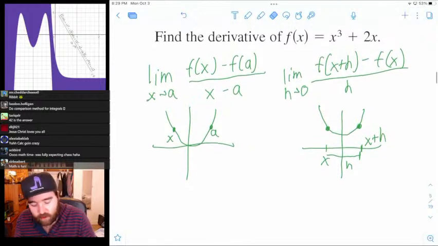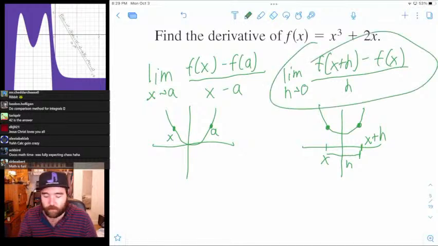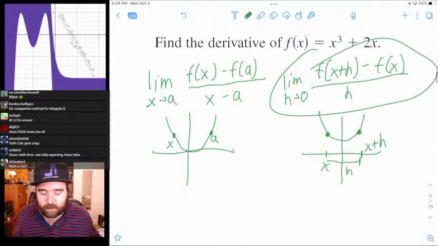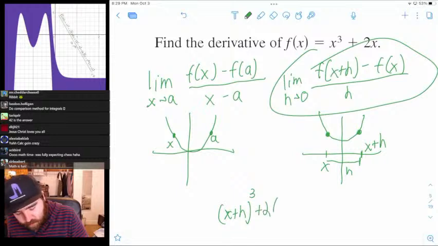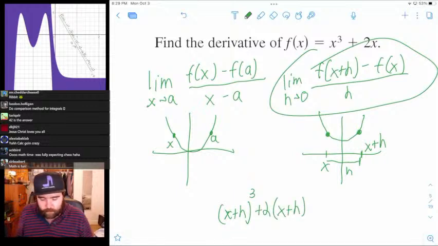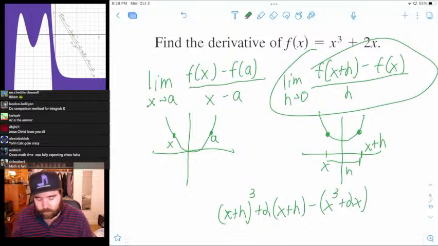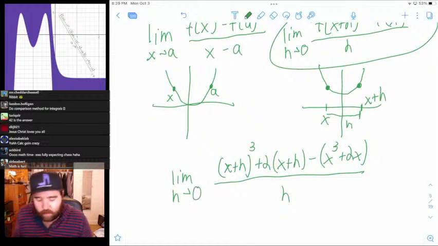Let's just straight up use this as a formula and plug in this equation for it. So f of x plus h. What does that mean? Plug in x plus h for x. So we're going to have x plus h cubed plus 2 times x plus h. And then minus f of x, so minus x cubed plus 2x. And then all of that over h. And again, we're trying to see what happens as the limit as h approaches 0.